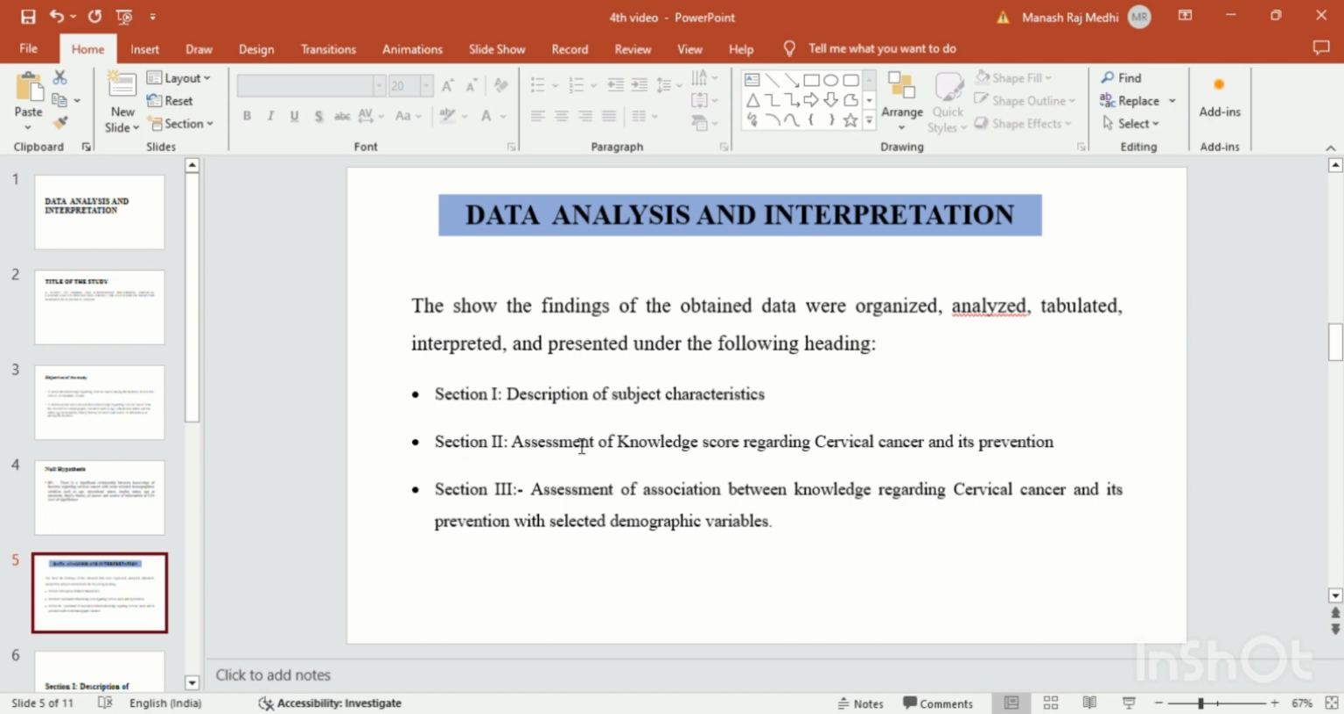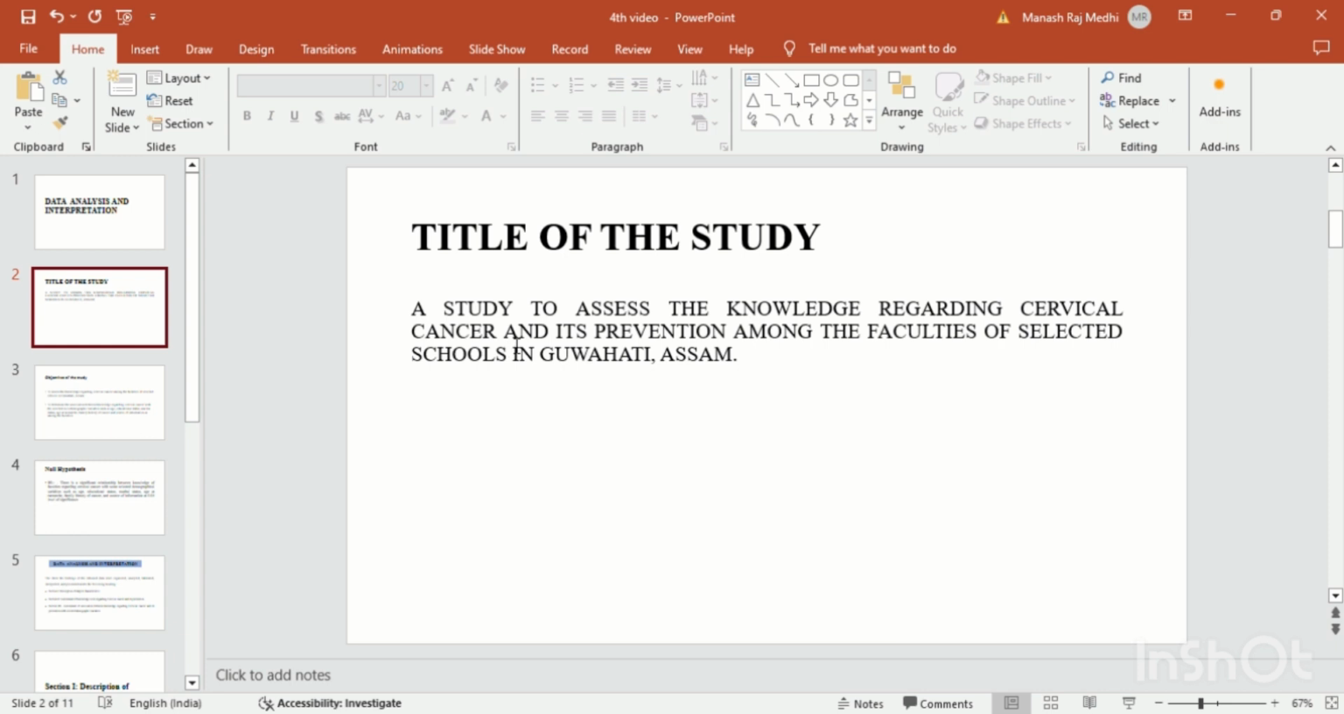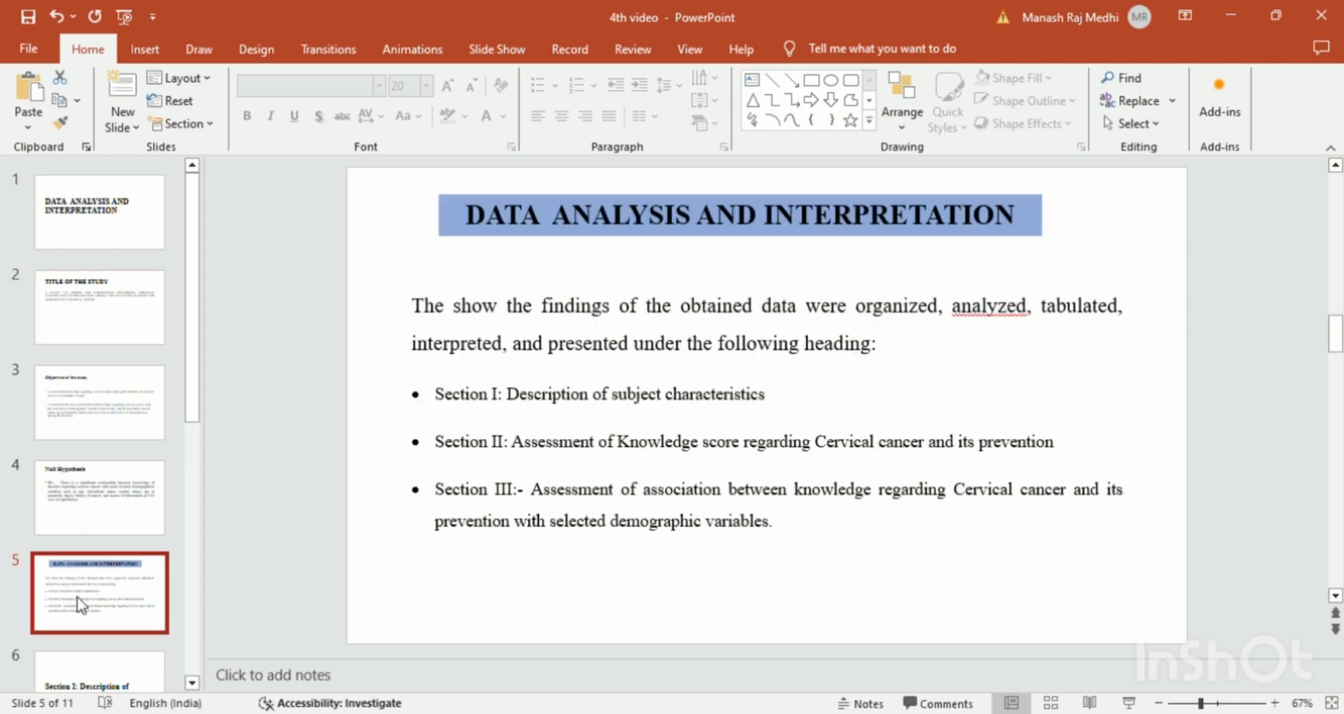The second section deals with the assessment of knowledge score regarding cervical cancer and prevention. I just want to remind you all that we took an example to explain the data analysis and interpretation of a descriptive research study: a study to assess the knowledge regarding cervical cancer and its prevention among the faculties of selected schools of Guwahati. So for this we have categorized our analysis part.